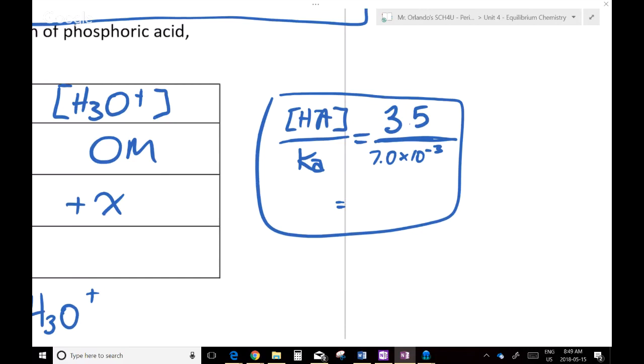Are the calculators in here? I don't know what the calculators are. You can use your phone.